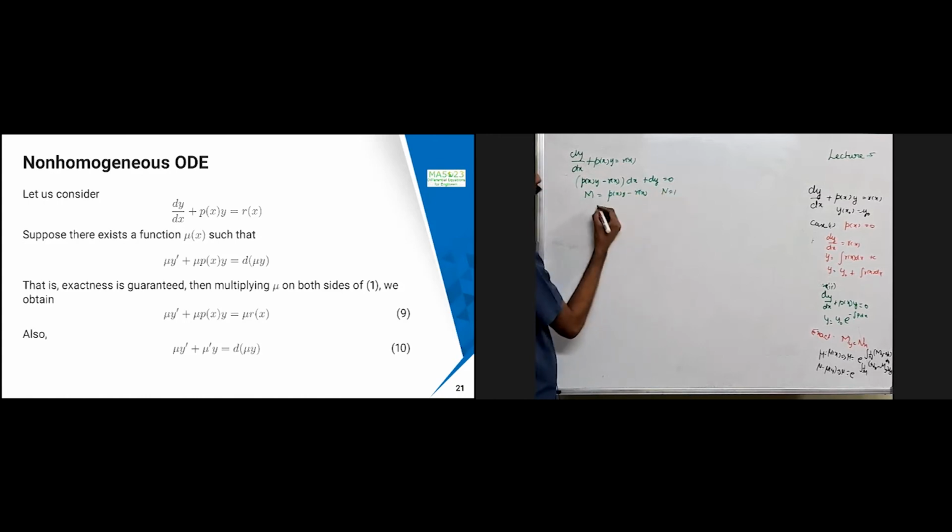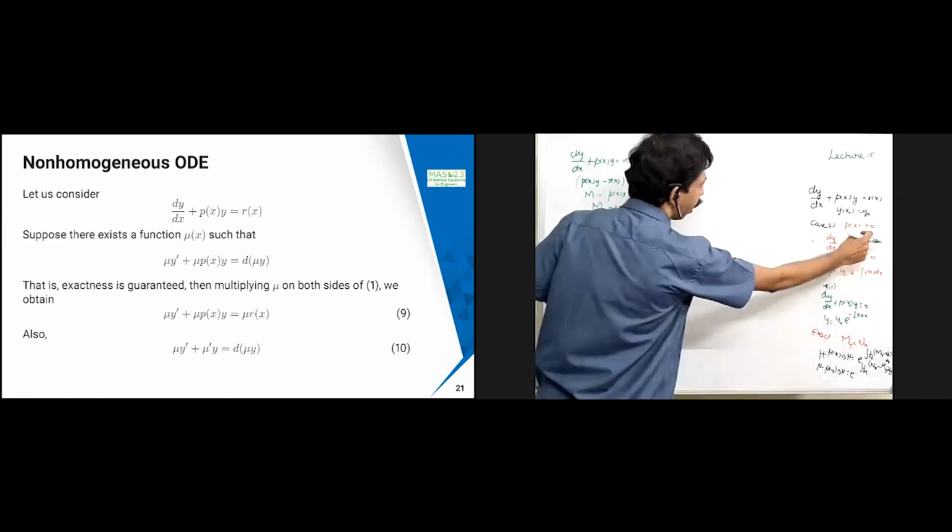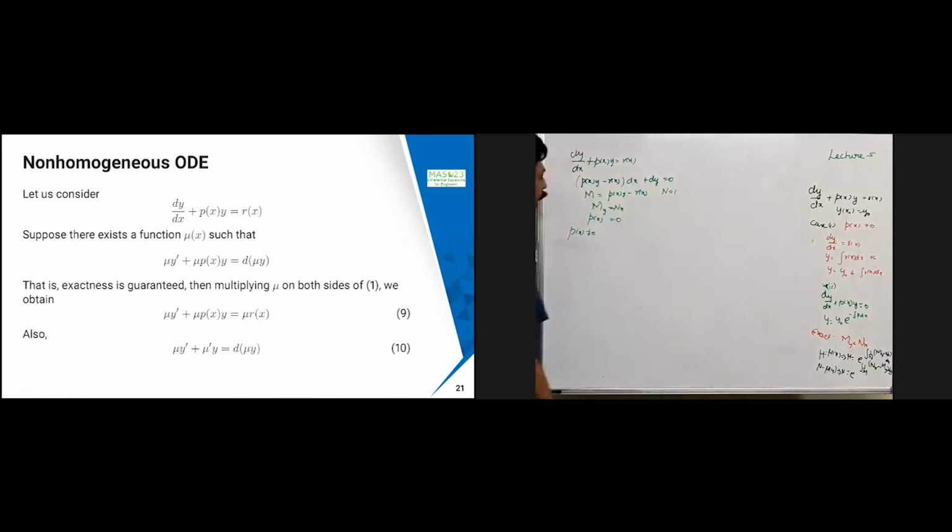So if it is exact, we need my equal to nx, but my is nothing but p of x, and nx is 0. So if p of x equal to 0 only, I will have this exact. The p of x equal to 0 case is already case 1, which we don't need to worry about. So we are going to consider p of x not equal to 0.